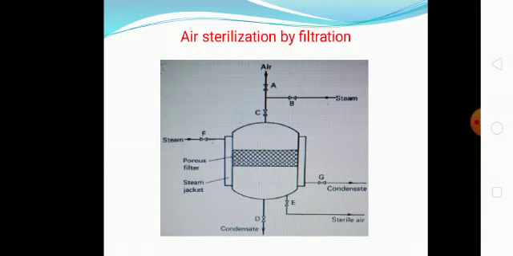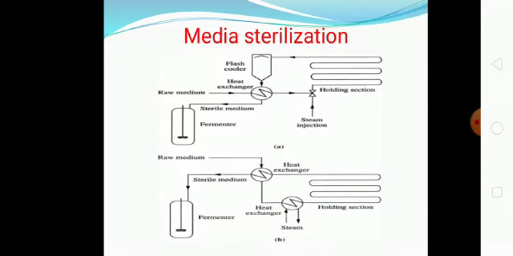You have to open E. Only E should be open. So when you are opening A, E should be open, because if you open the A valve, air will enter inside. After air is getting filtered, it will go through E, and through E the sterile air will go to the fermenter. So this is how the air sterilization is done in the fermenter.